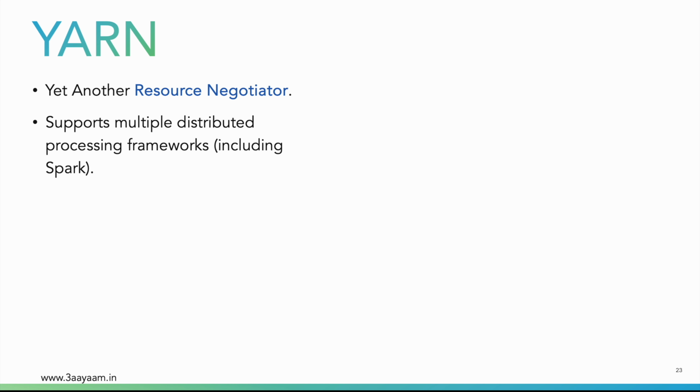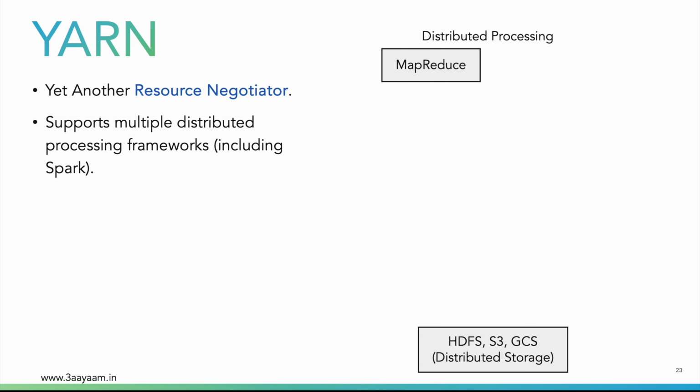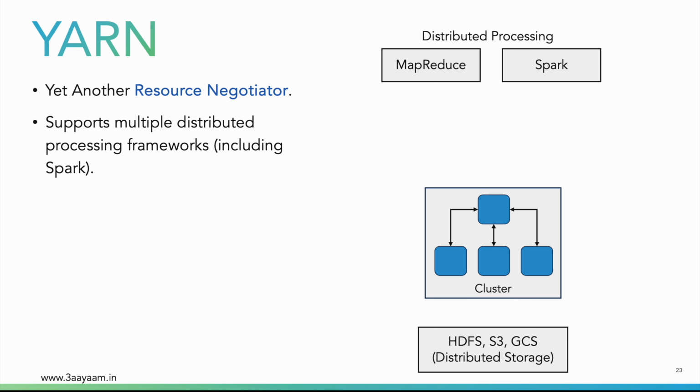Now let's look at the anatomy of Yarn, how or where it sits. We have this distributed storage. It can be HDFS, which is attached storage to the compute nodes. If we use AWS, it would be EBS volumes attached to the EC2 instances in the EMR cluster, or it can be distributed storage like S3 or GCS also. Then you have distributed processing frameworks like MapReduce and Spark. And then we have this cluster, and this cluster contains one master node and multiple follower nodes.